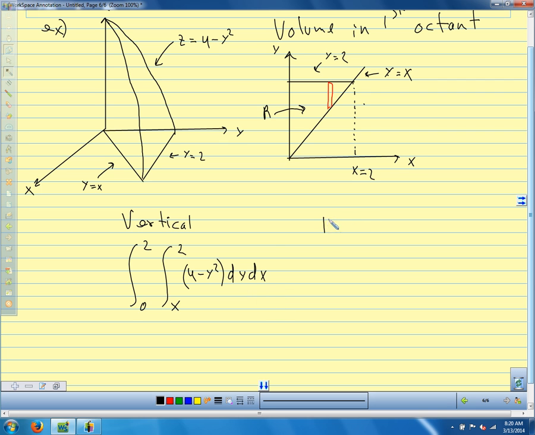And horizontal, let's set it up the other way. So my horizontal rectangle is going to be here.